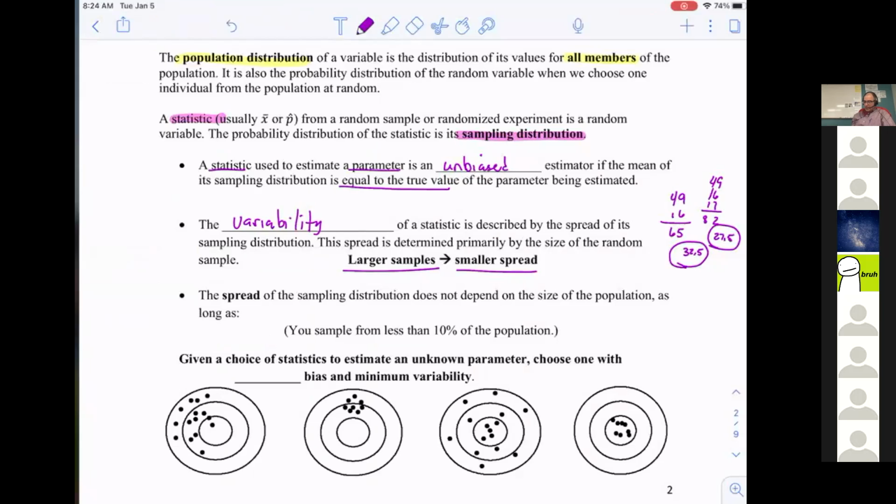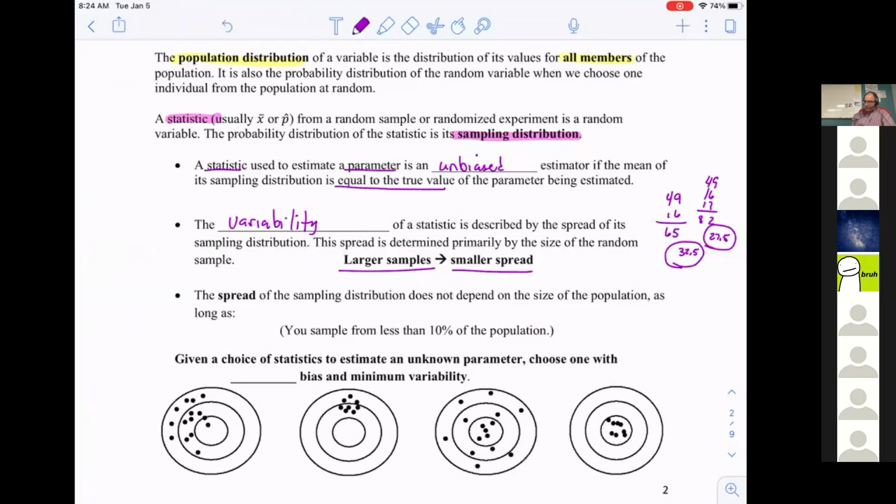The spread of a sampling distribution does not depend on the size of the population, as long as, and this is one of the first rules we have to remember, n, my sample size, is less than 10% of my population. This is for my independence rule. So n equals my sample size, and the population size is the number of individuals in the population.